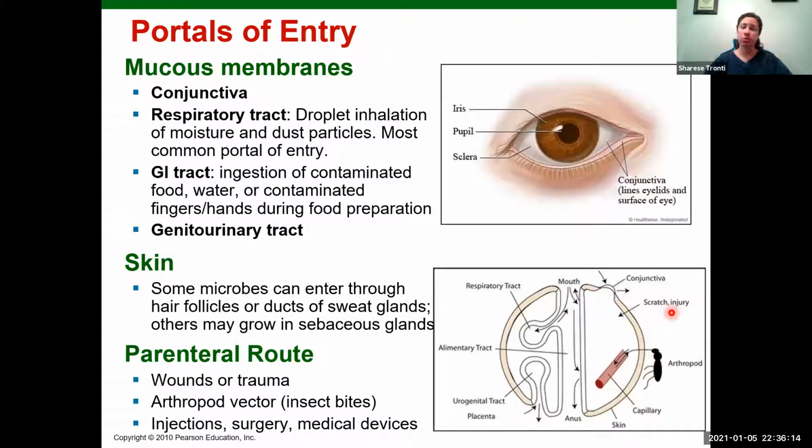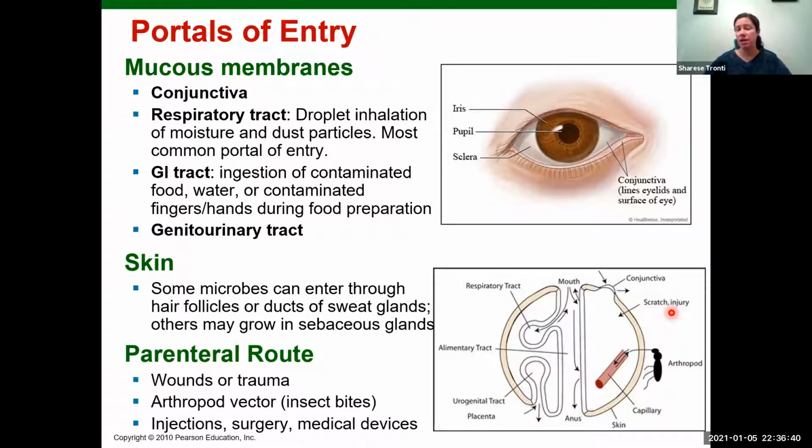So first, we're going to start with portals of entry. Microbes can enter the body through mucous membranes. This is one of the most common ways. It can enter through the conjunctiva in the eye. The respiratory tract is very common, through droplet inhalation or airborne dust particles. An example of this is COVID.